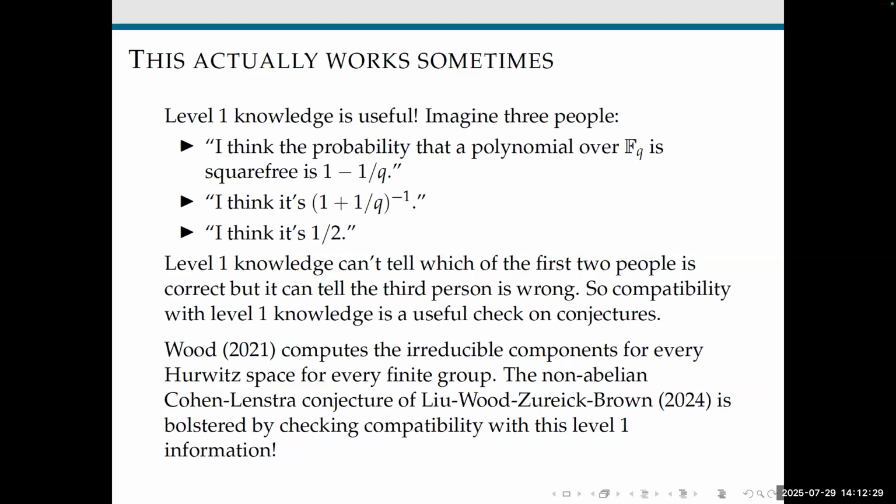I do want to emphasize one thing about level 1 knowledge, which is that it's quite useful. If 3 people are arguing about what the probability is that a random polynomial is square free, level 1 knowledge only tells you what happens as Q gets large, so it can't tell the difference between 1 minus 1 over Q and the reciprocal of 1 plus 1 over Q, but it can definitely tell the difference between both of those and 1/2. It can definitely tell you, as I showed you, that as Q goes to infinity, you go to 1.